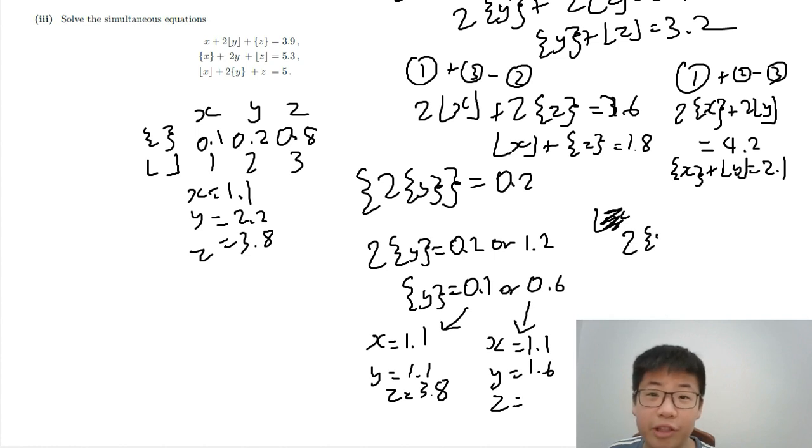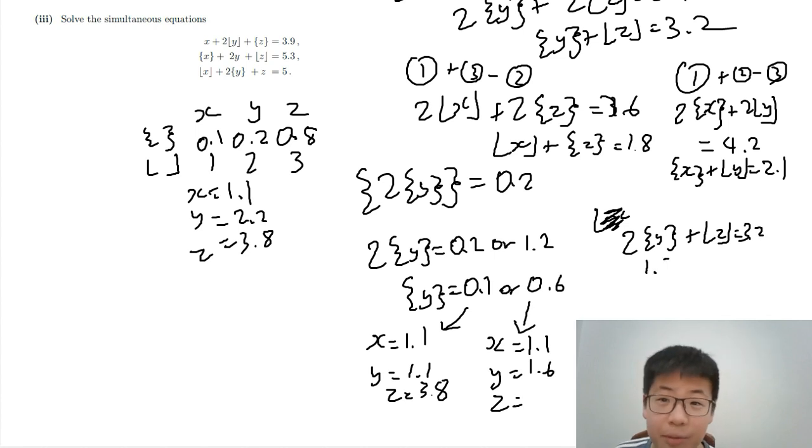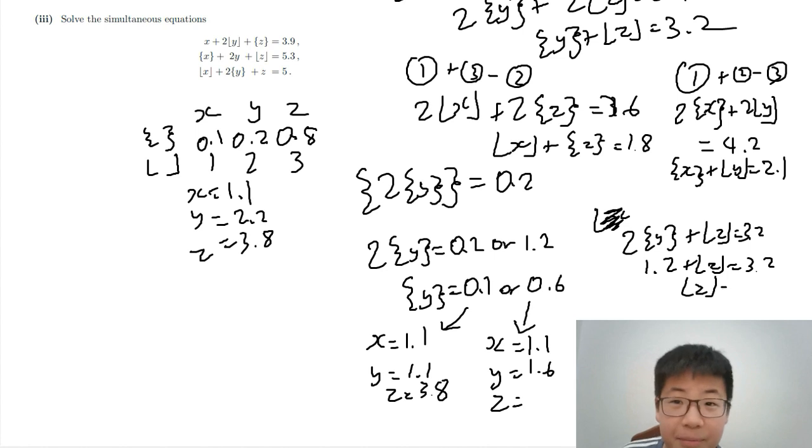So 2 fractional y plus floor z equals 3.2. When this is 1.2, floor z becomes, well, 2. And floor y doesn't change, therefore the value of x doesn't change. Now, since floor z equals 2, z will now become 2.8, because the fractional part of z doesn't change, but we just changed the coefficient of y, so now everything has changed. Well, that's it.